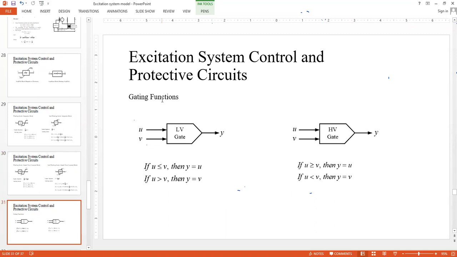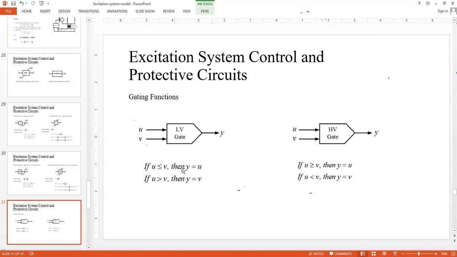We also have a gating function. Gating function actually allows us to choose between several inputs. Okay, if it is a low value gate, this is simply the logic gate implementation. So if you have two inputs, if you are looking for a low value gate implementation, then always the lower value would be passed. So if you compare two inputs, let's say it's a 2-input logic gate, it's a low value gate. LV means here low value gate. HV here means the high value gate.